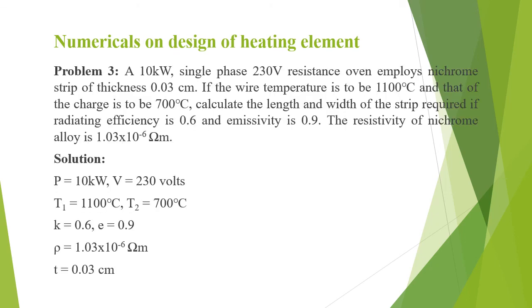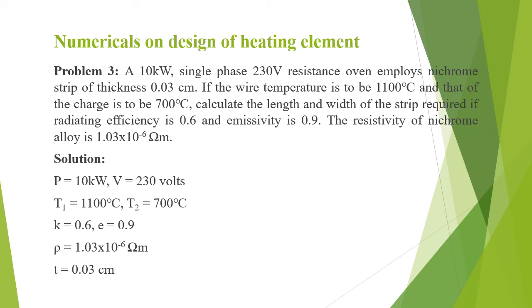Next problem: a 10 kilowatt single phase 230 volt resistance oven employs nichrome strip of thickness 0.03 cm. If the wire temperature is to be 1100 degrees Celsius and that of the charge is to be 700 degrees Celsius, calculate the length and width of the strip required if radiating efficiency is 0.6 and emissivity is 0.9. Also, assume the resistivity of nichrome alloy as 1.03 into 10 to the power minus 6 ohm meter.